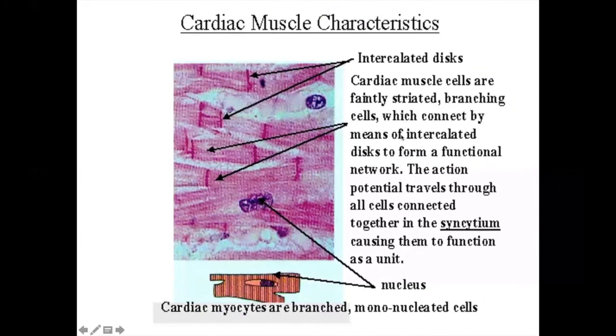And ignore all this information, it's all stuff I already said. I just wanted you to look at this picture. Good picture of the discs, good picture of the branching out.